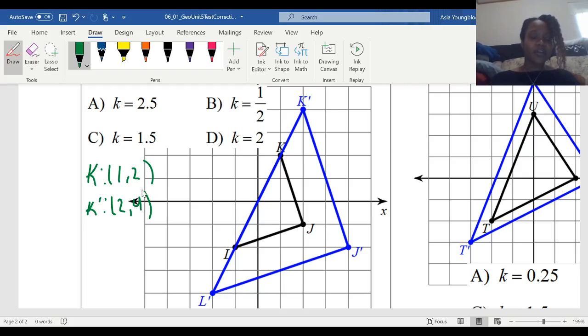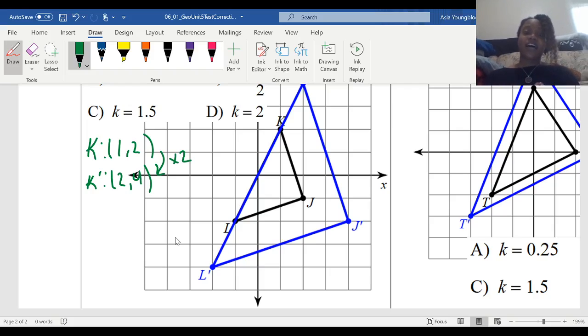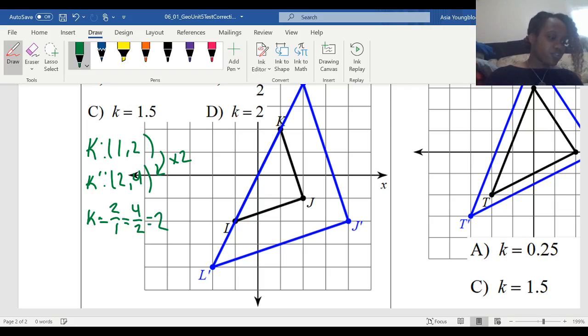To go from K to K prime, we can clearly see that you would multiply by 2. However, if we got into a specific scenario where it wasn't as clear to see, so if you're multiplying by a fraction or decimal, an easy way you can figure out the scale factor is by dividing the image by the pre-image, or the new over the old. So our scale factor K can also be found by doing the x values, 2 divided by 1, or the y values, 4 divided by 2. Whichever you choose, your final result would be 2.